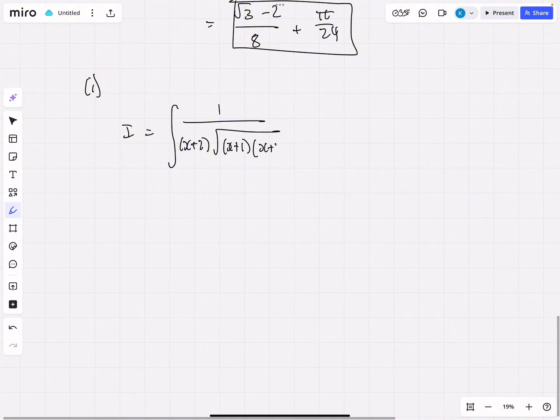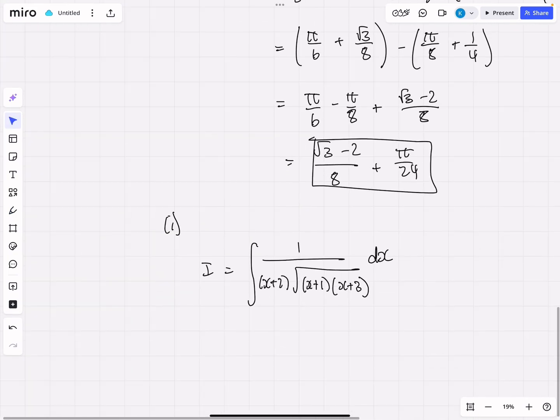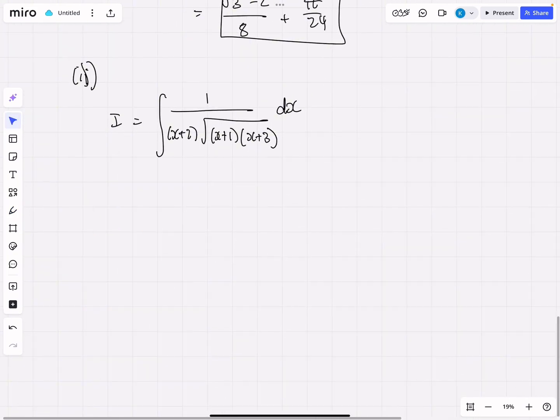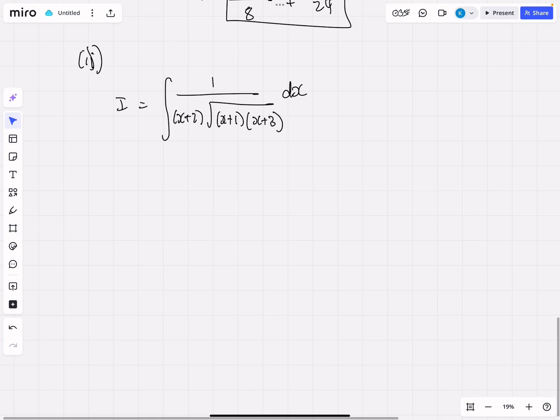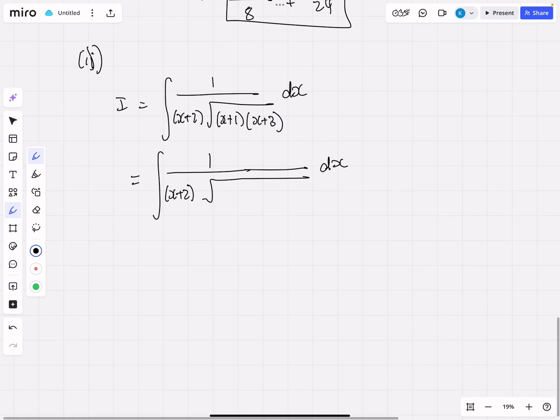I'm trying to find how the integral in part II relates to the integral in part I. Apologies. Now, it's always a good idea when you see these kinds of integrals with square roots to complete the square and see what happens.